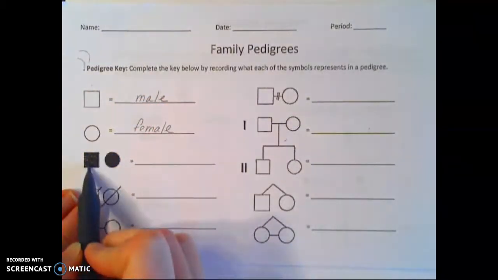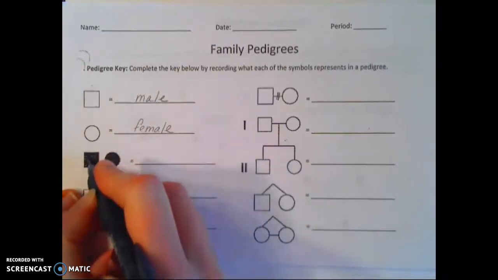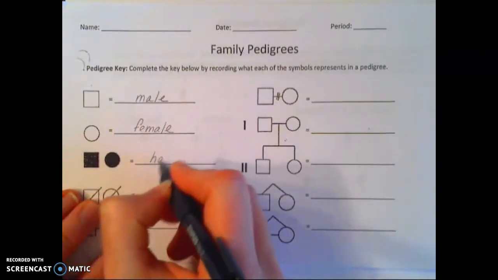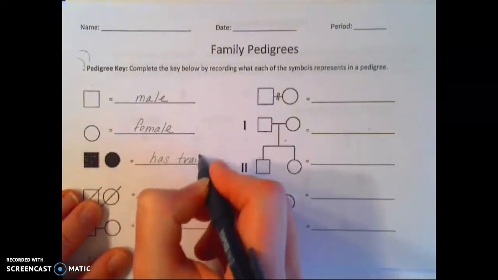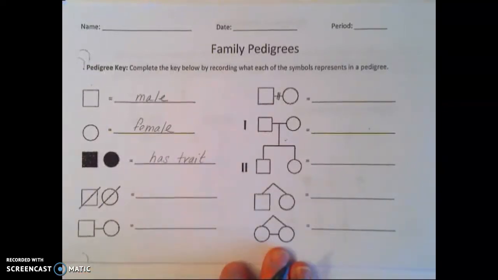Pedigrees use shading to represent an individual that has the trait. So this individual is a male that has the trait. This individual is a female that has the trait. A very big key to remember is that a pedigree shades in individuals that have the trait. It does not mean that trait is dominant or recessive necessarily. You really have to know a little bit more about the trait or assess the pedigree to determine if that trait is dominant or recessive. You cannot assume just by looking at the fact that they are shaded.